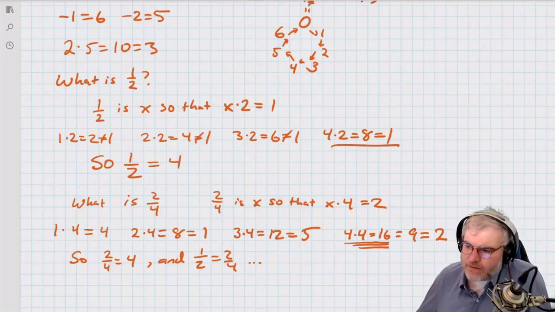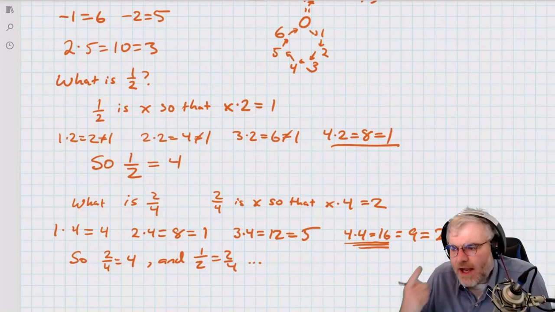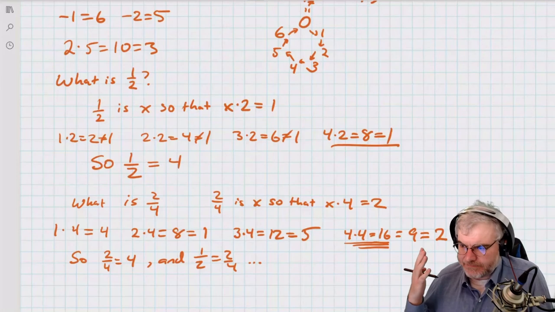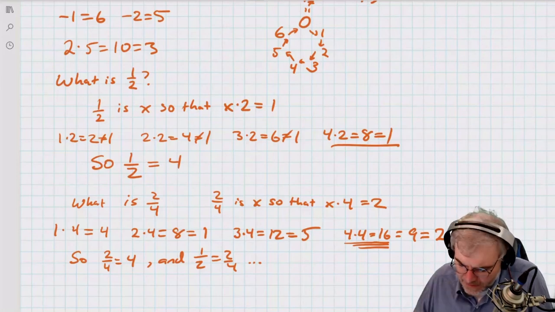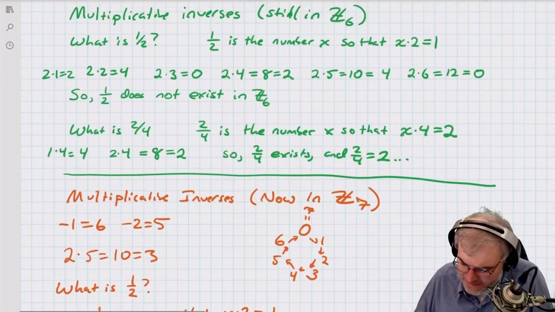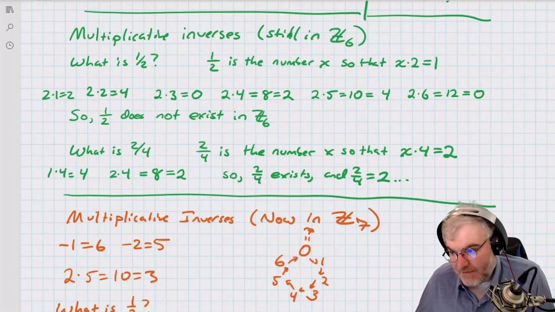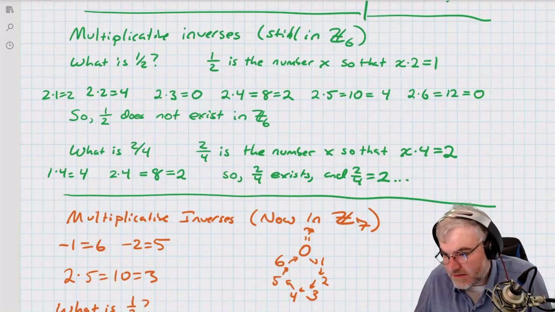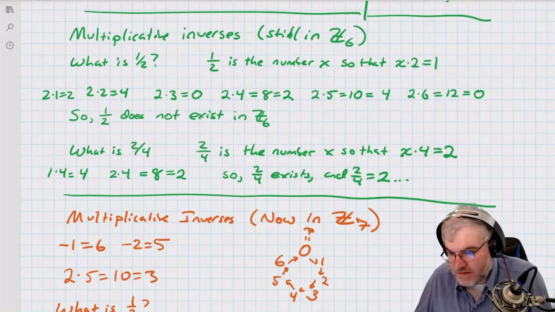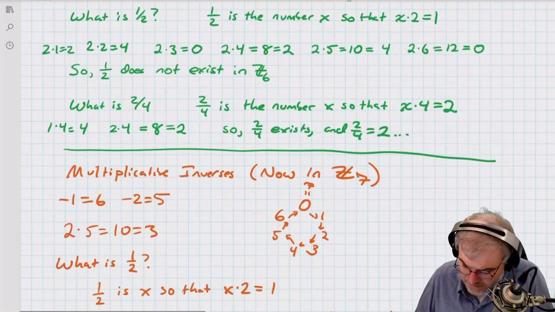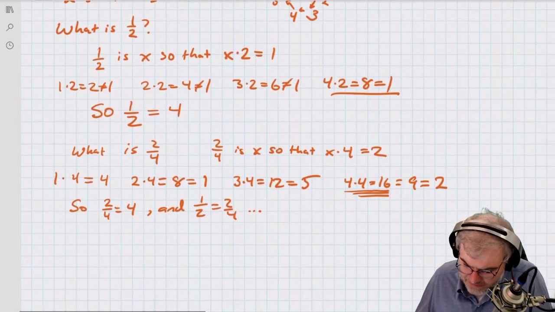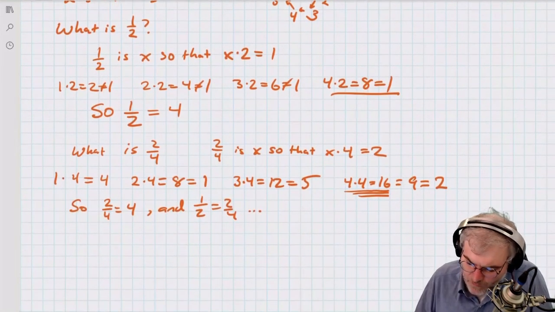Look what happened. I added one number and I was happy. Here, 1/2 did not exist, but 2/4 did. And they weren't equal to each other because 1/2 didn't exist. Here they existed, right? So remember that 1/2 is the x, so that x times 2 equals 1.